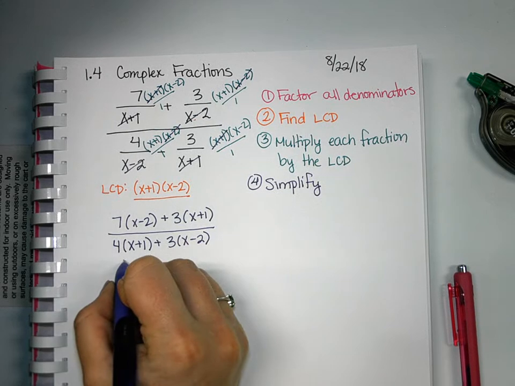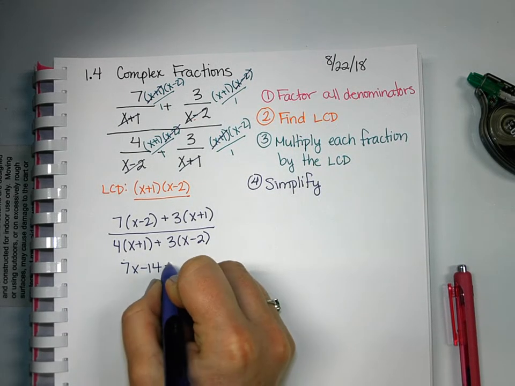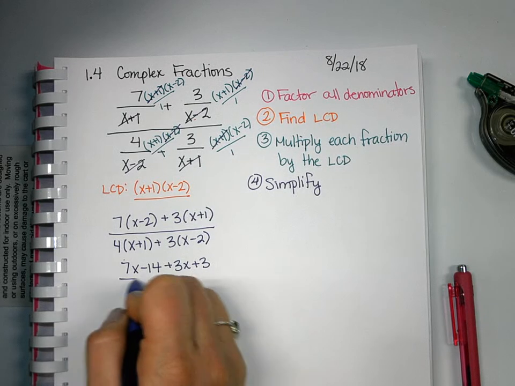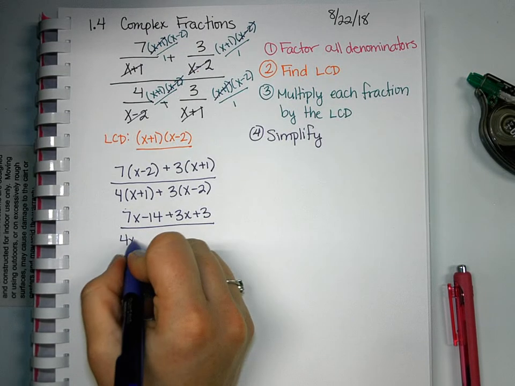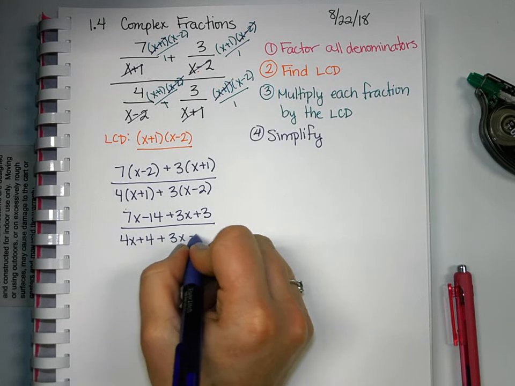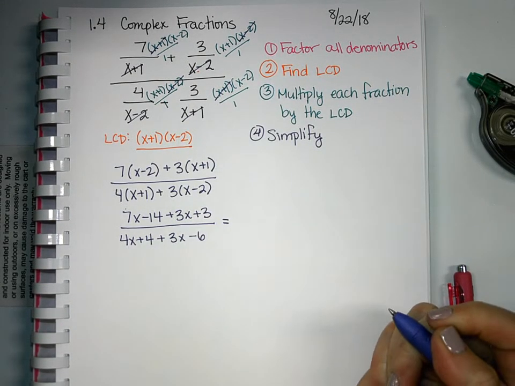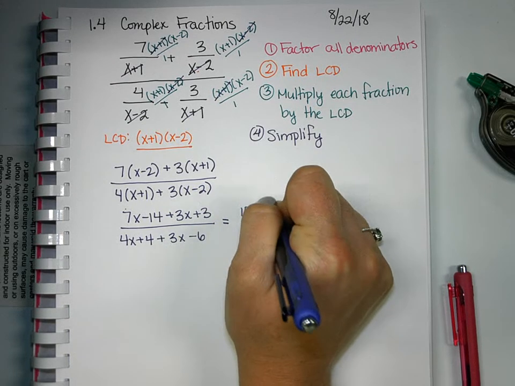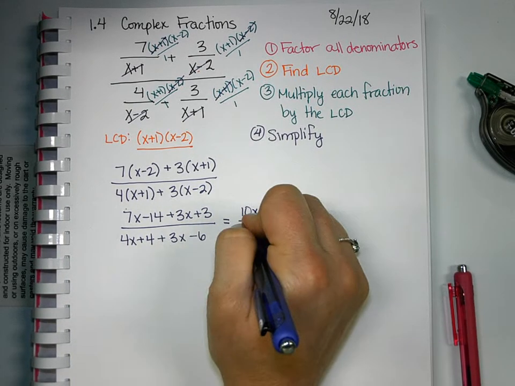So let's see, distribute the 7, distribute the 3, and then on the denominator, distribute the 4, and distribute the 3. Combine like terms on top. Combine like terms on the bottom.